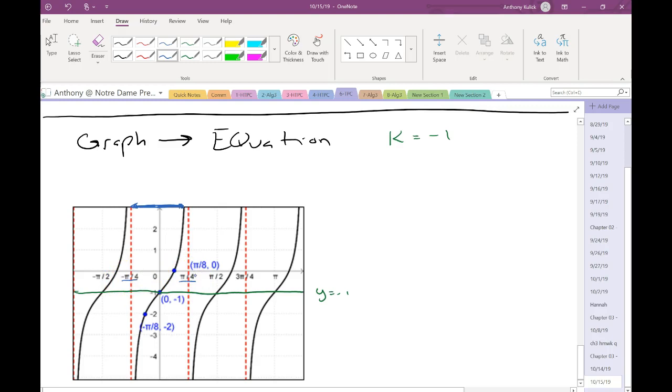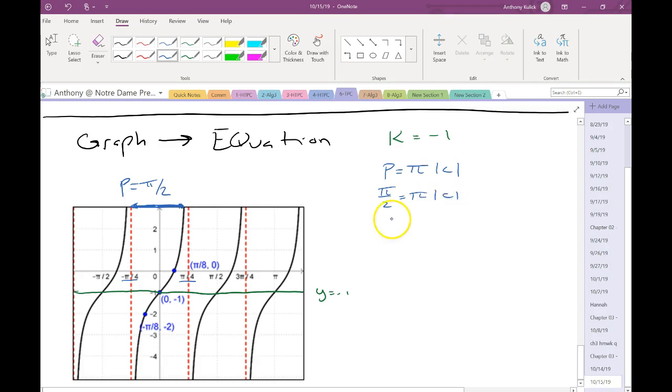How far is that? Half a pi. Everybody agree? If you go from -1/4 to +1/4, how far did you go? 1/2. Right? So I know that the period is equal to pi times c. Remember that was going to be important, we said.